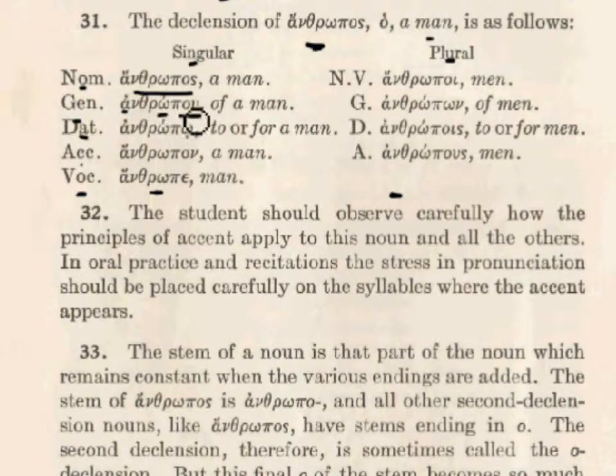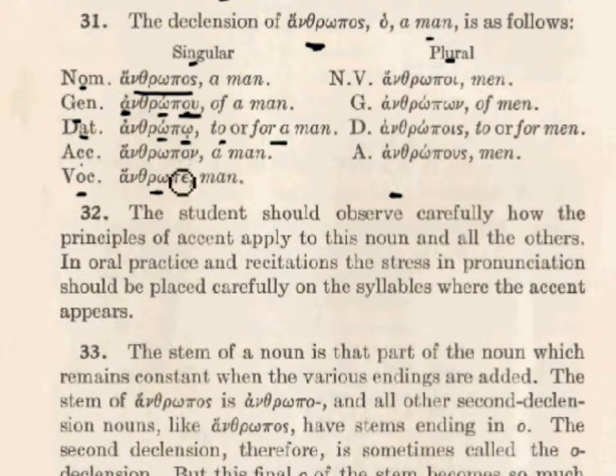You'll recall from the rules of accent that if a word has a long ultima, it cannot be accented on the antepenult, and so in effect it drags the accent down like a magnet to the penult, and it's going to stay there as long as the ultima is long. So we have a similar accent here with anthropo. Anthropo, the indirect object, to or for a man, again accented on the penult.